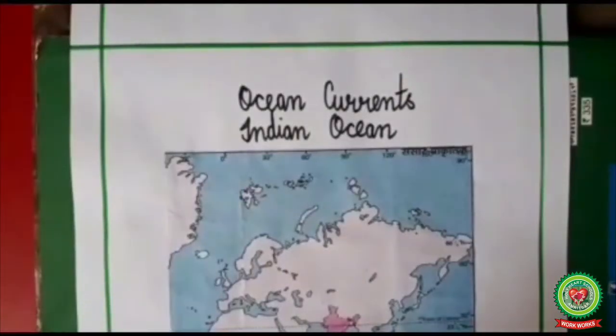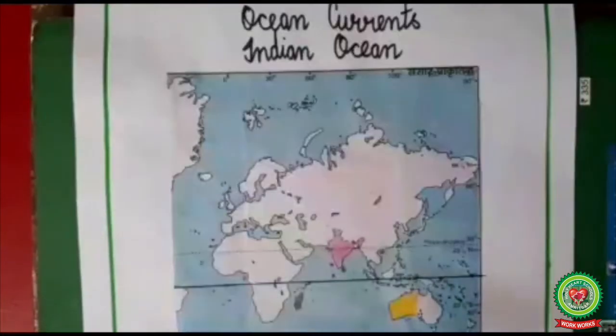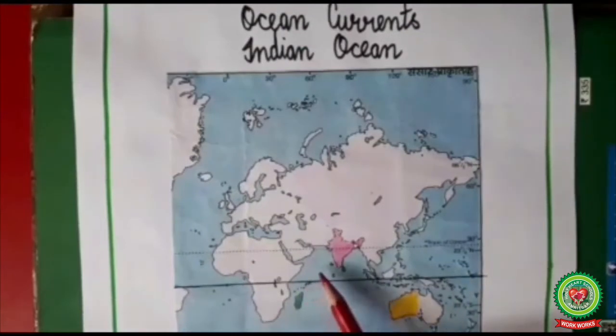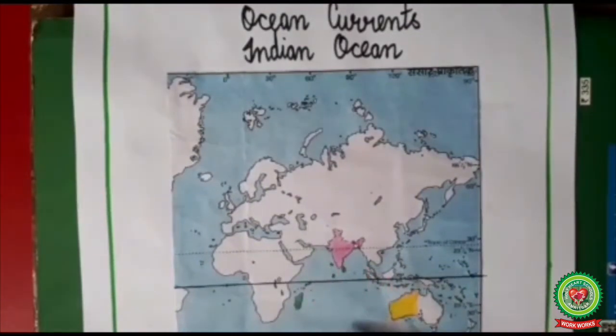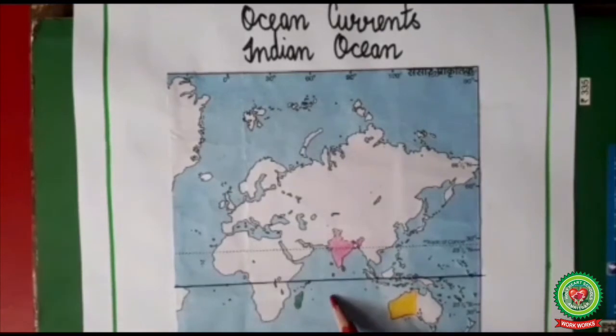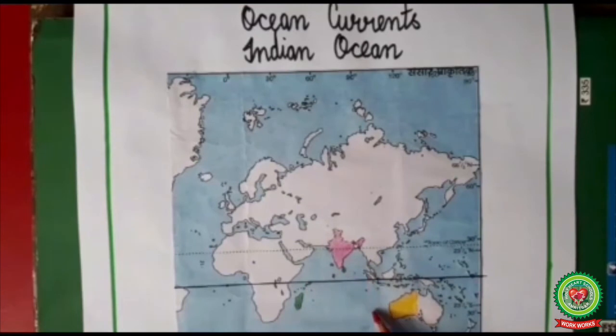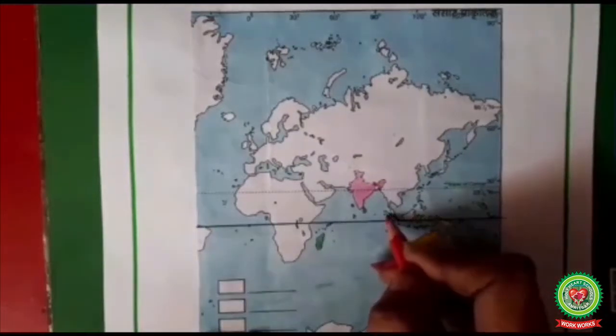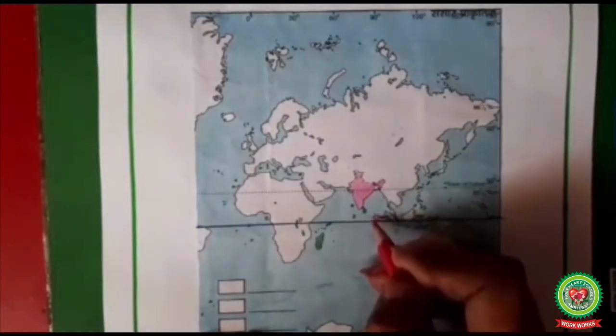Now, we will study the ocean currents of the Indian Ocean. This is the Indian Ocean. It lies to the south of India and it is the only ocean in the world which is named after a country, that is India. The first ocean current of the Indian Ocean is the North Equatorial Current.